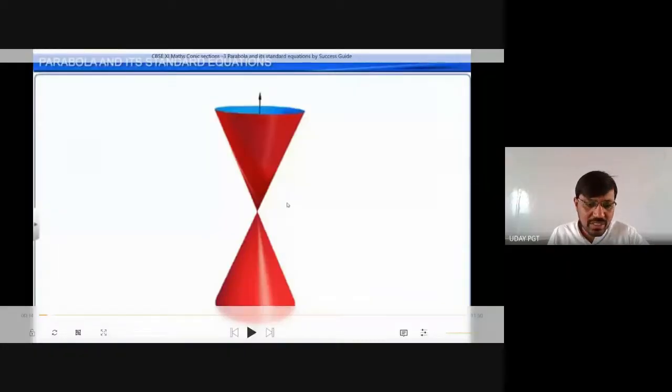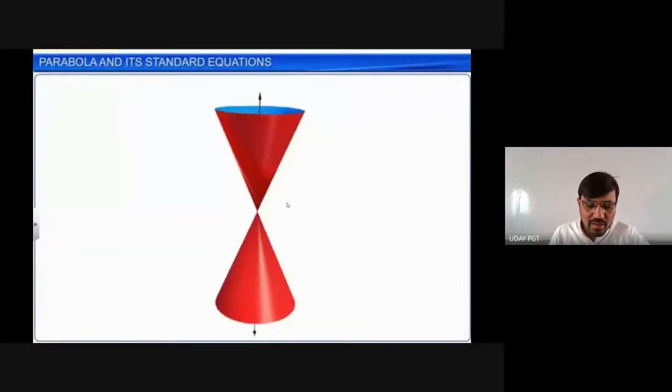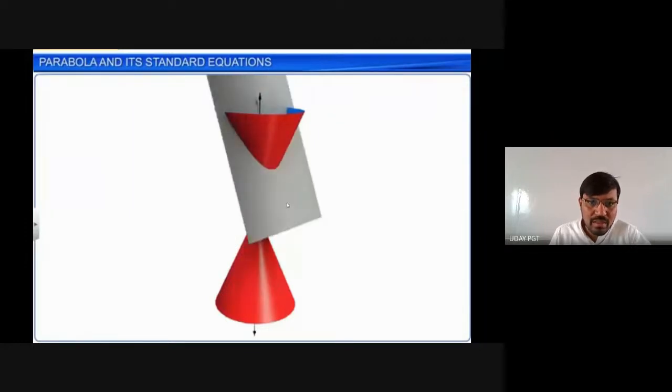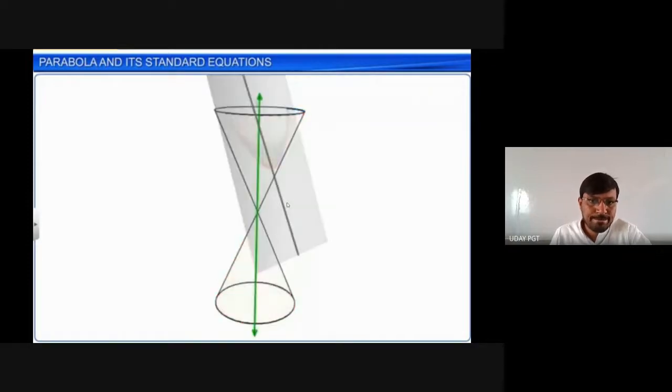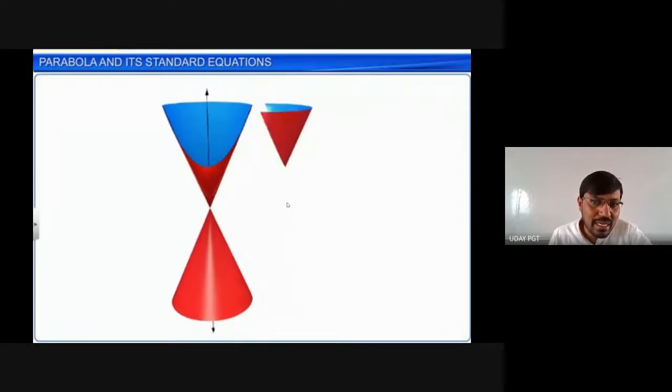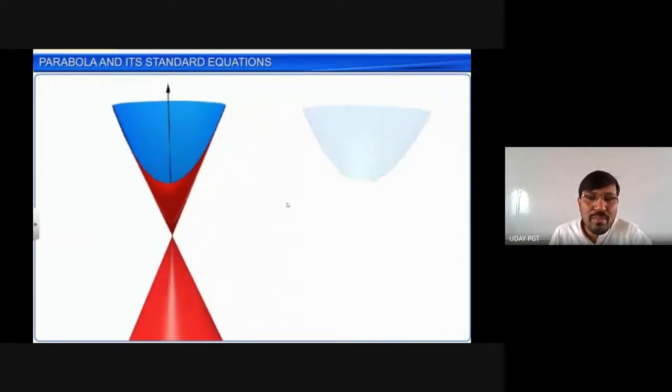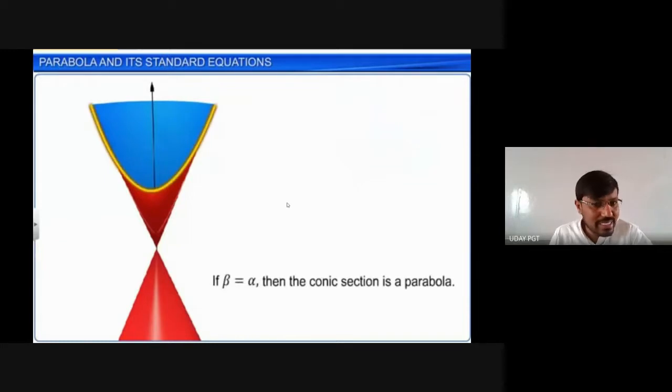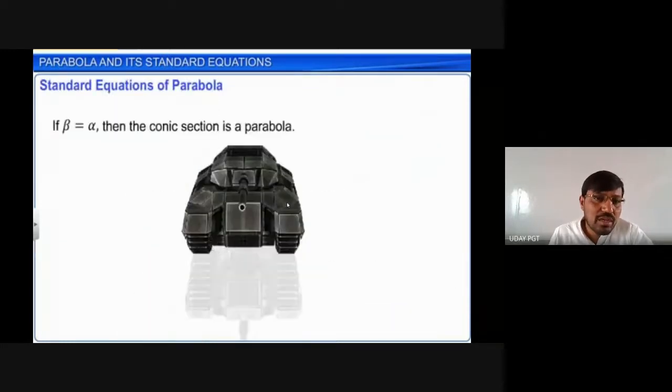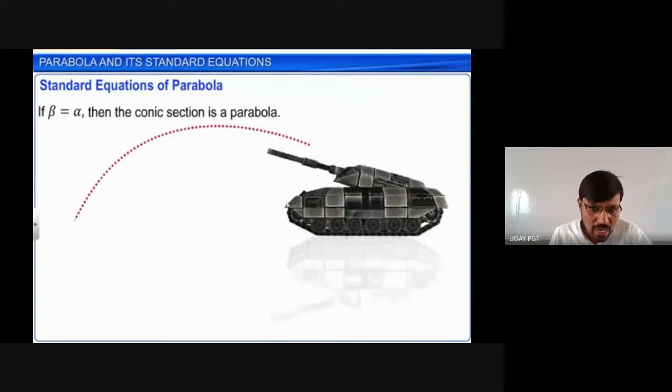Parabola and standard equations. How do we get the parabola? When a plane cuts this double napped cone in such a way that the angle between the plane and axis is represented by beta, and the angle between the axis and generator is represented by alpha. If alpha and beta are equal, then we are going to get the parabola. This is the conic section definition, but in the original definition of the parabola, alpha and beta are equal.